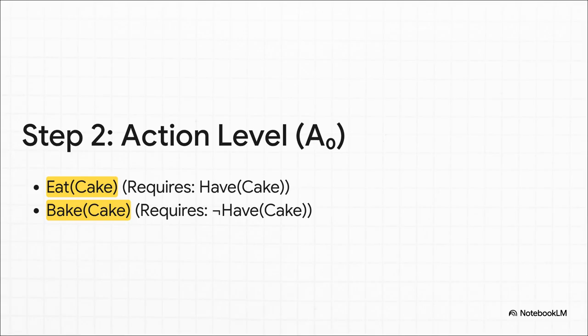Next, we build the first action level, A0. What can we do? Well, we can eat the cake because we have one. But can we bake a cake? Nope. The requirement for that is that we don't have a cake, and we do. So for this layer, only the eat action is on the table.